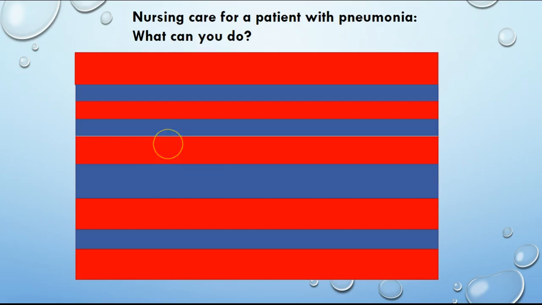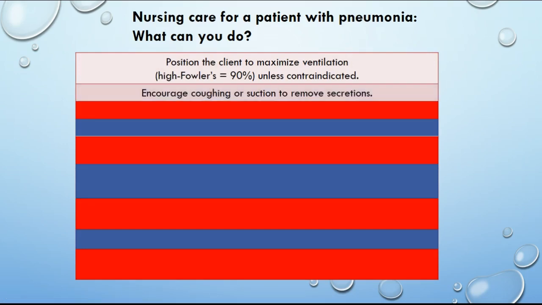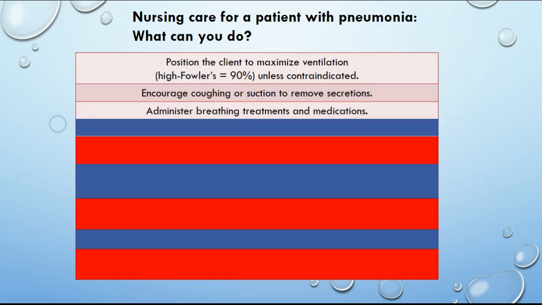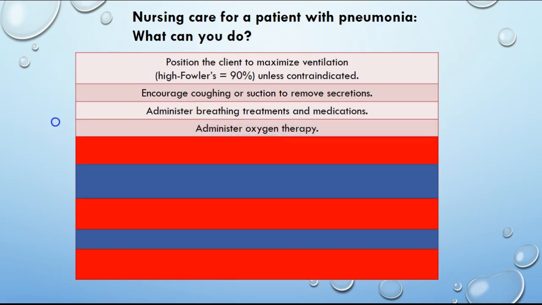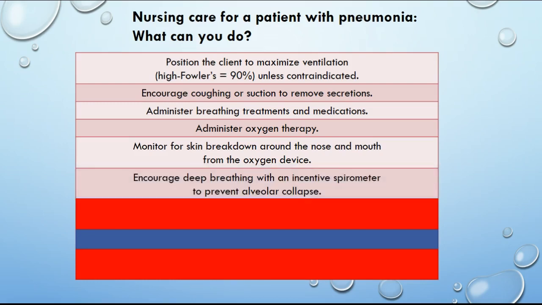So take a few moments, and I want you to write out some nursing care for patients with pneumonia. What can you do? You can pause this. We're going to have 1, 2, 3, 4, 5, 6, 7, 8, 9. So write down 9 different things. Number 1, position the client for maximum ventilation, high Fowler's. Encourage coughing or suction to remove secretions. Administer breathing treatments and medications. O2 therapy. Monitor the skin breakdown around the nose and mouth from the O2 device. Encourage deep breathing with an incentive spirometer to prevent alveolar collapse.